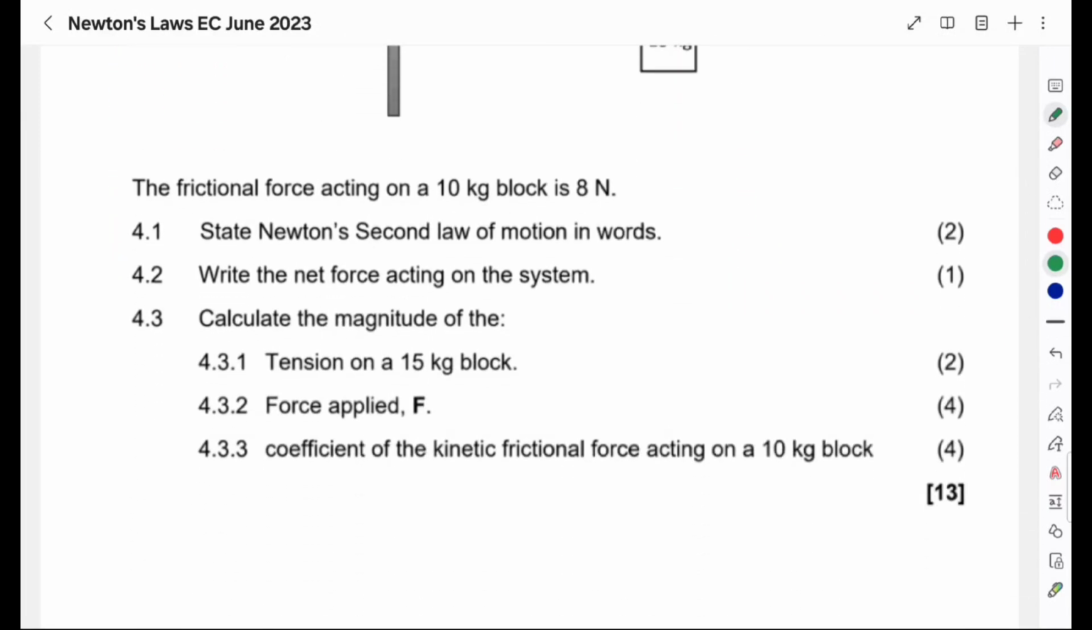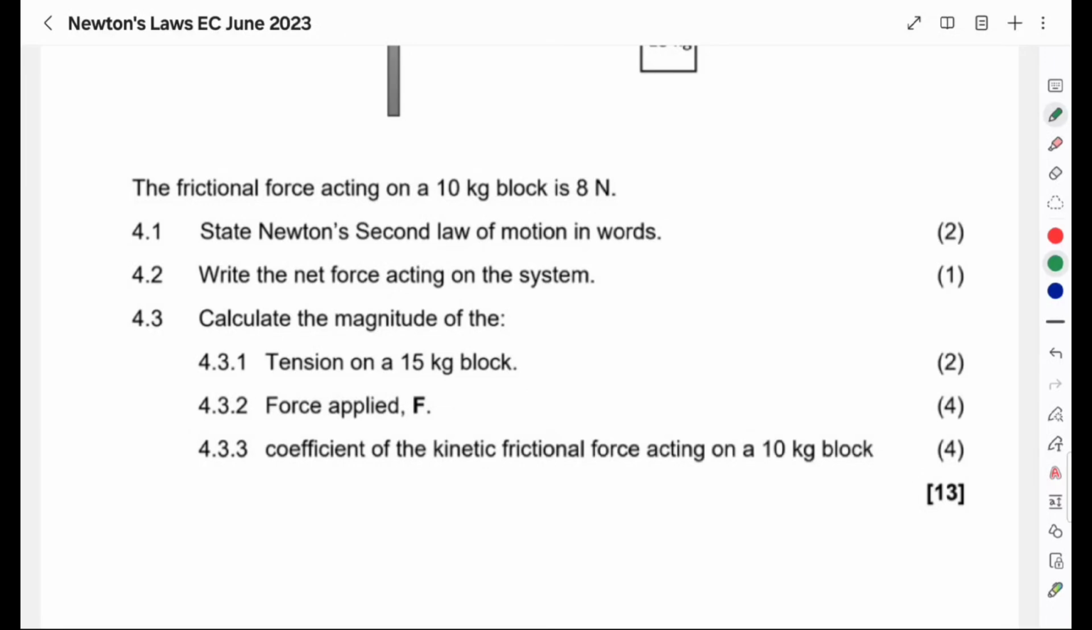The frictional force acting on a 10 kg block is 8 newtons. So we are given the kinetic frictional force of the 10 kg block. Question 4.1, state Newton's second law of motion in words. So we know that Newton's second law of motion states that when a net force acts on an object, the object will accelerate in the direction of the net force. This acceleration is directly proportional to the net force and inversely proportional to the mass.